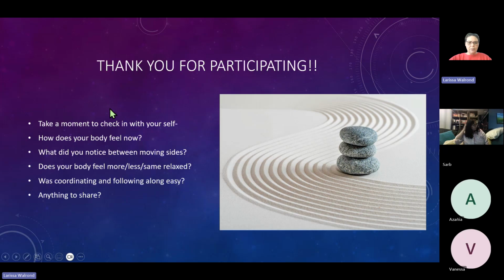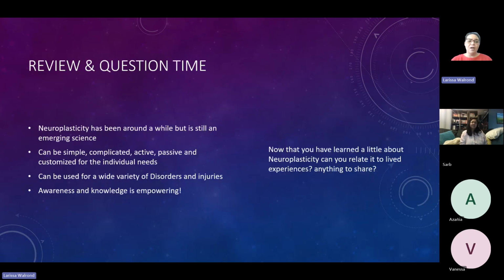Okay, so review and question time. Neuroplasticity has been around for a long time, and it's still emerging science. There's still so much that we don't know about the brain and how the brain works. And so there's still a lot of research being done, which I think is great. It can be simple, complicated, active, passive, or customized to your individual needs, which I love, and can be used on a wide variety of disorders and injuries.